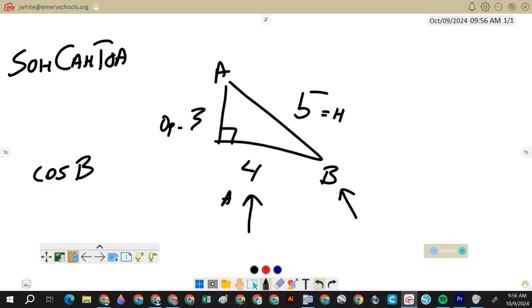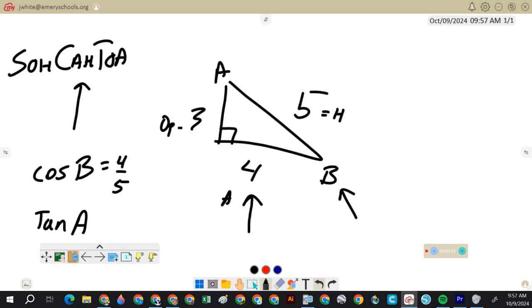So what is the cosine of B? According to SOHCAHTOA, cosine is the A divided by the H. So the A divided by the H is 4 over 5. Any questions there? Okay. What is the tangent of A?